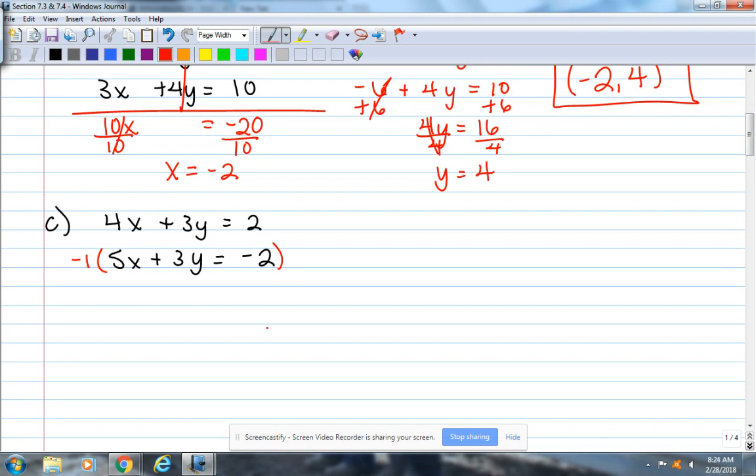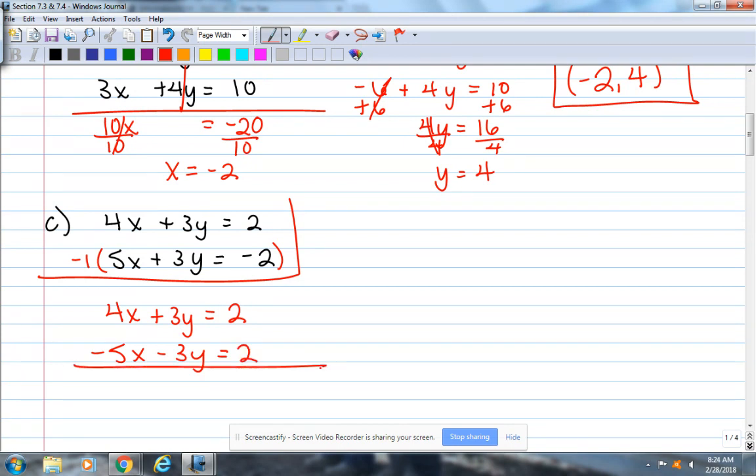There you go. So I like to put a box around my originals. I'm going to copy my first one just like it said. And then on the second row, I'm multiplying everything by negative 1, which just changes every sign. That's all multiplying by negative 1 does, is change all your signs. And don't forget to change that very last sign. That's a common mistake, is people forget to change the one after the equal sign. So make sure you do that.